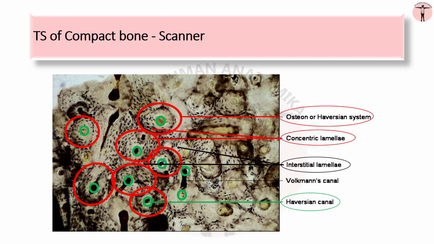Sometimes, very rarely in the transverse section, the connection between the two Haversian canals can be observed if the plane of section passes exactly at the level of connection. This connecting channel is the Volkmann's canal. This canal is commonly seen in longitudinal section, but sometimes like this can be also seen in transverse section.